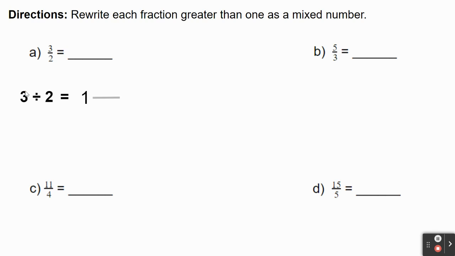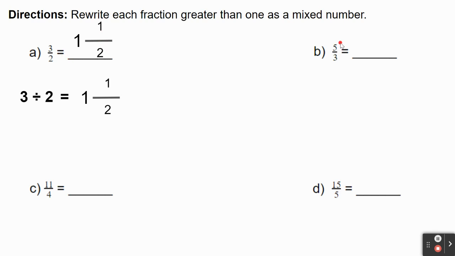We need 1 more to get to 3, so 1 is our numerator, and our denominator is going to stay 2 since that is what we're dividing by. 3 divided by 2 is equal to 1 1/2, which means that 3 halves is equal to 1 1/2. Let's do the same for 5 thirds.